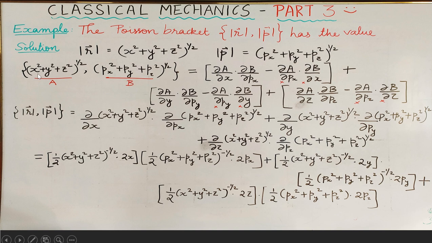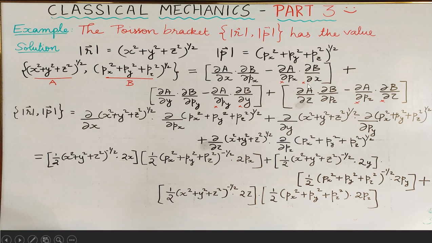So my a has three terms x, y and z. And b has px, py, pz. So now I have to write the Poisson brackets for each term, that is x, px, y, py and z, pz. So I have to write the Poisson brackets for all these three and then sum all these three. So I have written in the Poisson bracket formula. So now we have to simplify it.